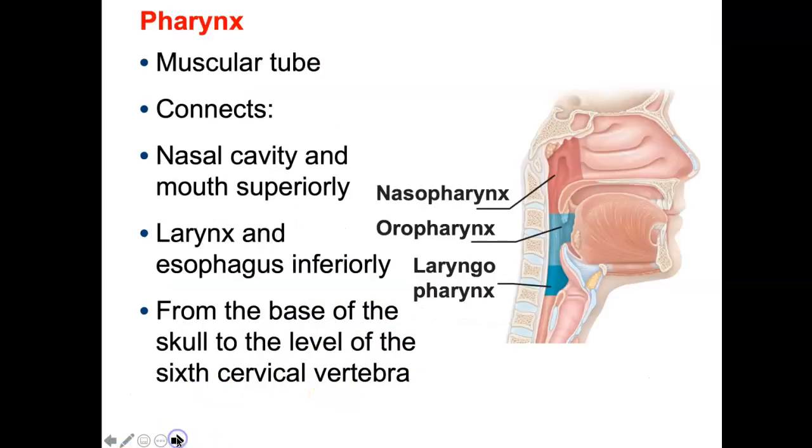Okay, let's see. Oh, pharynx. We've kind of already covered this. Here's a color-coded section if you want to see the nasopharynx, oropharynx, and laryngopharynx.